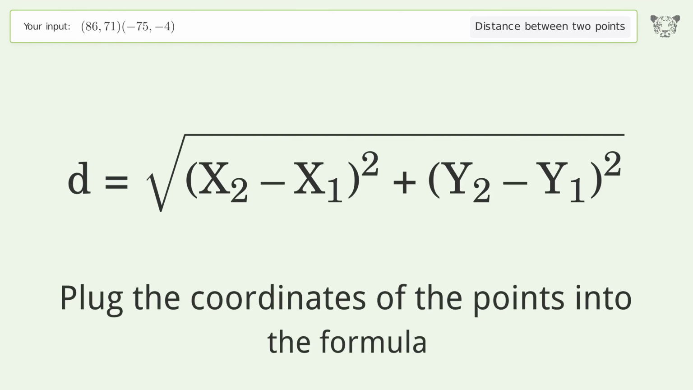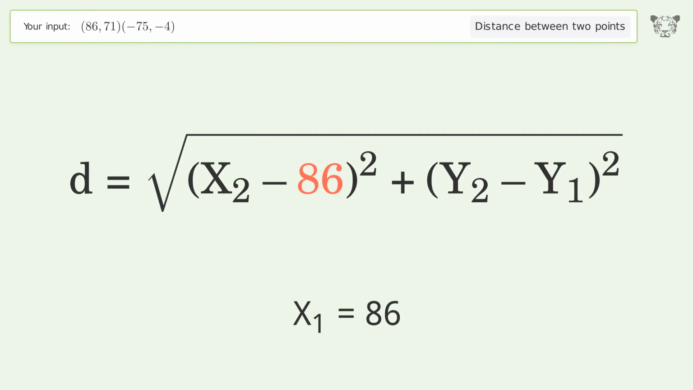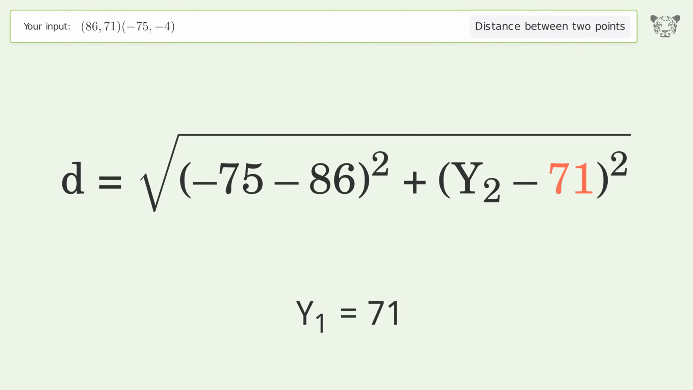Plug the coordinates of the points into the formula. x1 equals 86. x2 equals negative 75. y1 equals 71. y2 equals negative 4.